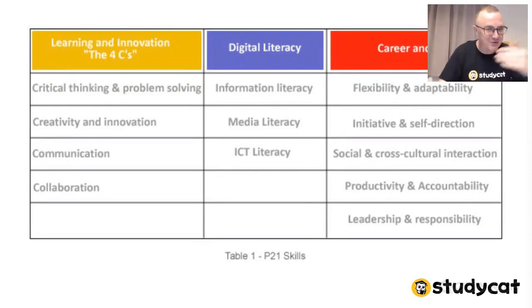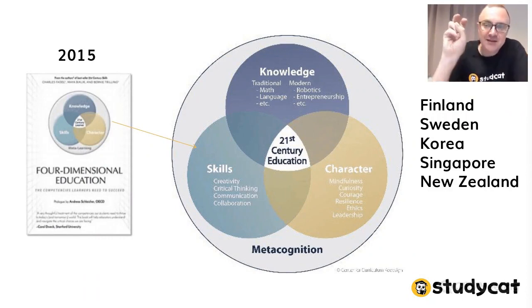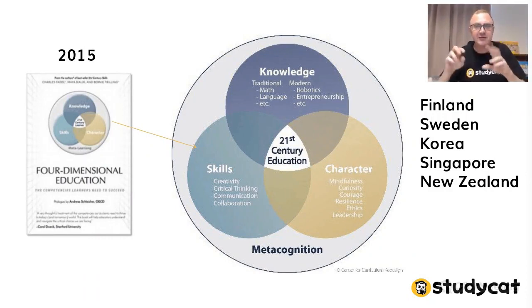So that book, just to give you a bit more background on the history, led to his 2015 book, which was the updated version. So if anyone talks to you about 21st century skills, they're becoming almost outdated now. And what we talk about now is this idea of four-dimensional education and 21st century education.